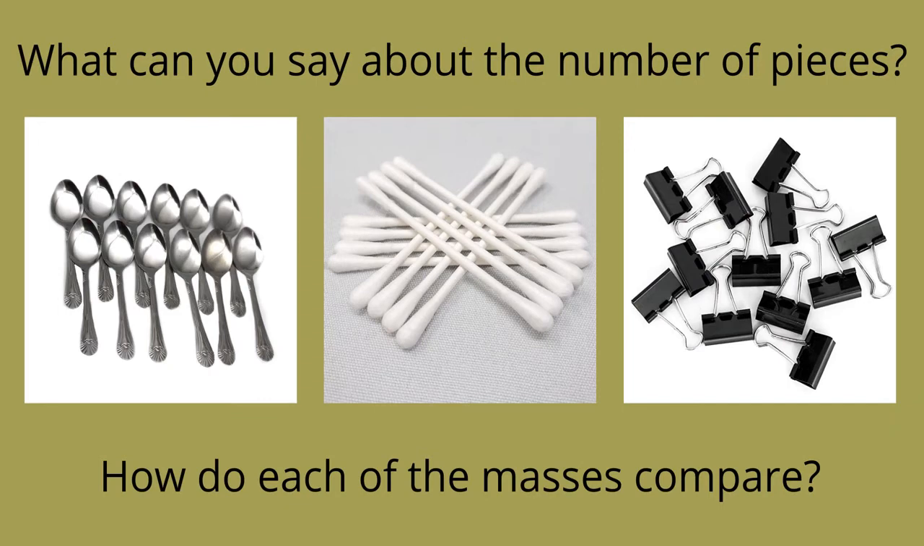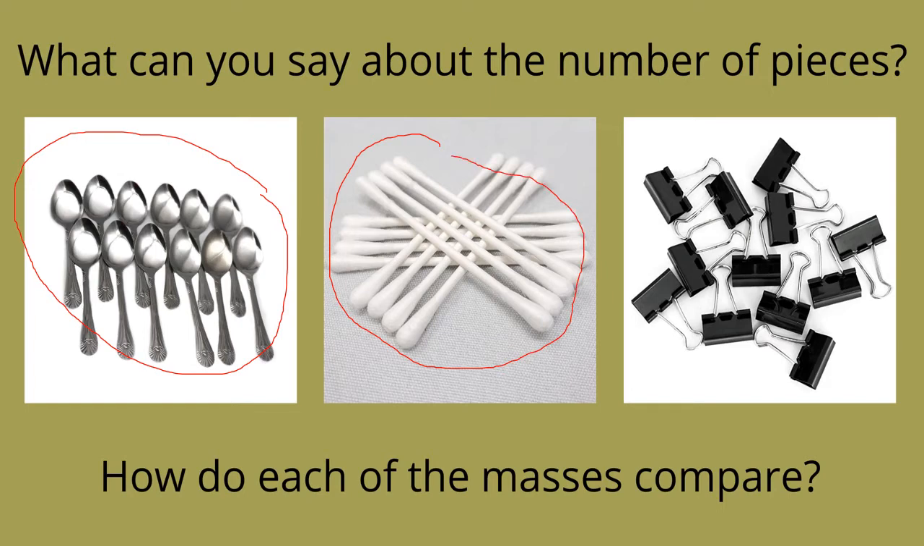Now let's go to another activity. What can you say about the number of pieces of objects in the picture? How do each of the masses compare? Now, of course, in the picture you will find 1 dozen of spoons, 1 dozen of cotton buds, 1 dozen of binder clips, which means there are 12 pieces of spoons, 12 pieces of cotton buds, and 12 pieces of binder clips.